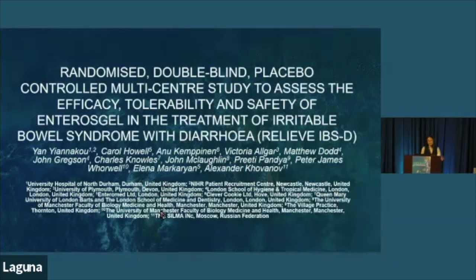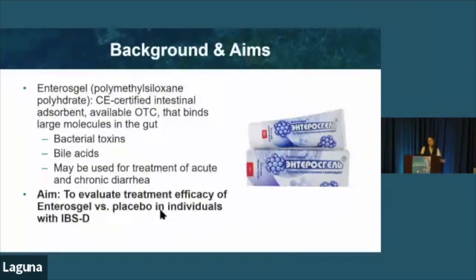The next abstract that I wanted to highlight was a randomized double-blind placebo-controlled study assessing the effects, tolerability, and safety of Enteris gel for the treatment of IBS-D. So Enteris gel is an intestinal adsorbent. It is available over the counter. You can actually buy it on Amazon, and this is a picture from the Amazon website.